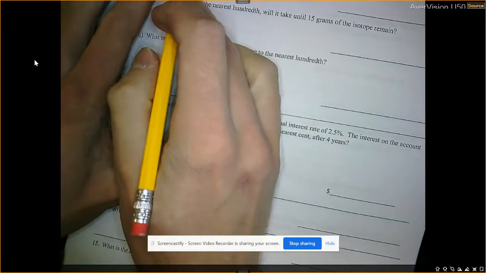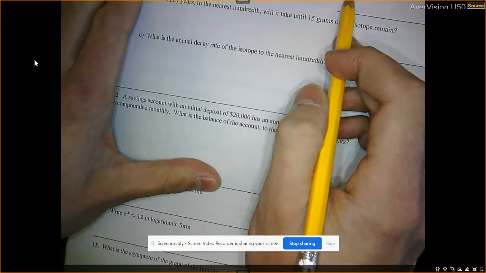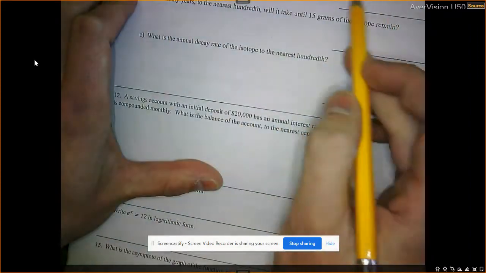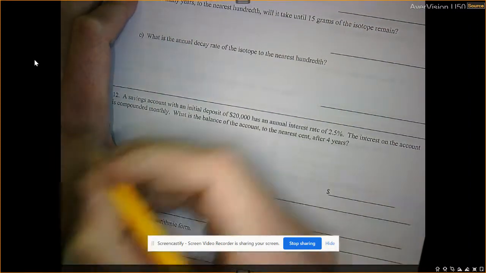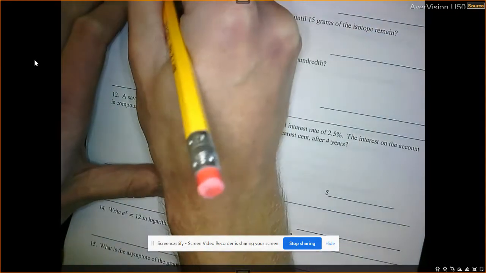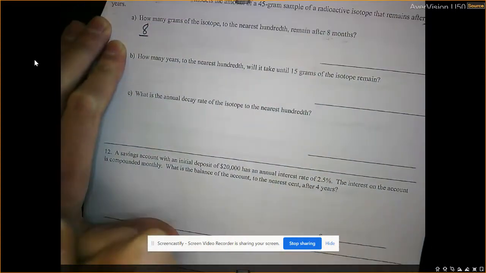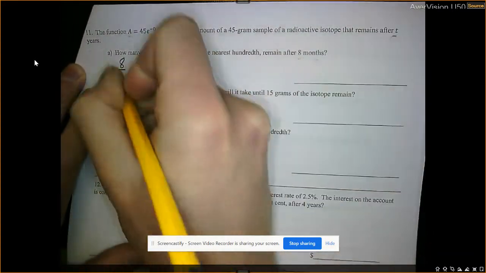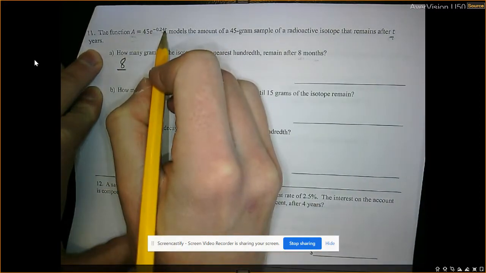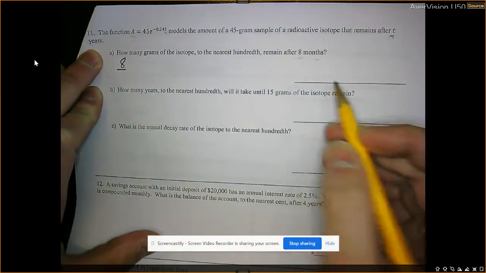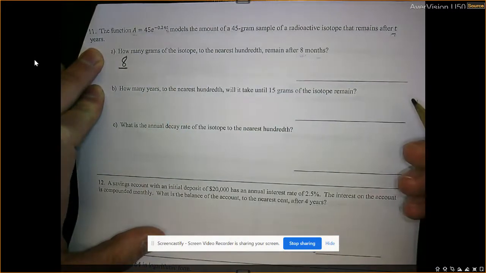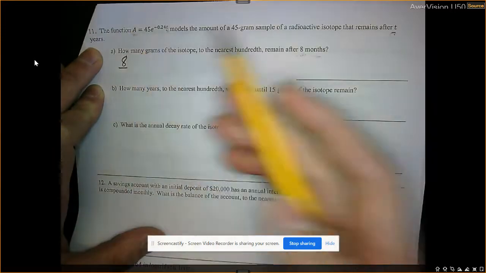Okay, well, remember, that means we're trying to find A if our T is 8 months. But T is in years, and this is in months. So we have to say, okay, well, 8 months is how many years? That is what we're trying to figure out, because we just need to plug this in for T, and that's going to give us our answer to this problem. It's asking how many grams, and that's what A represents.